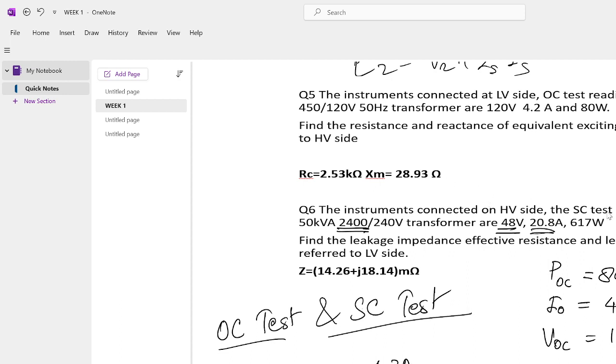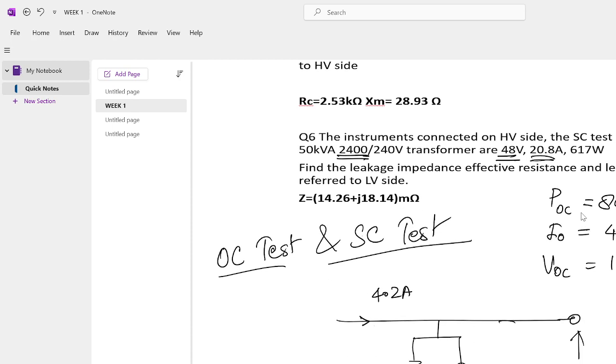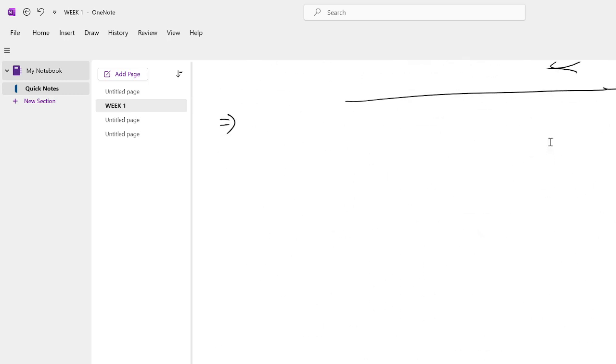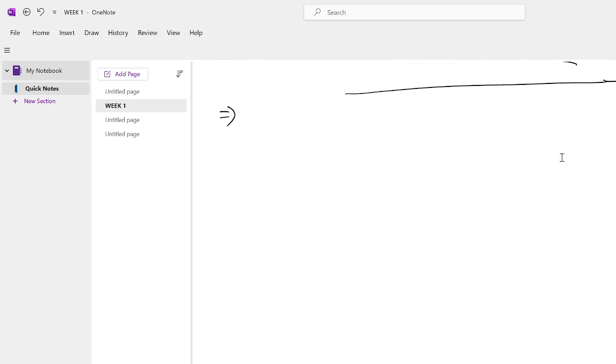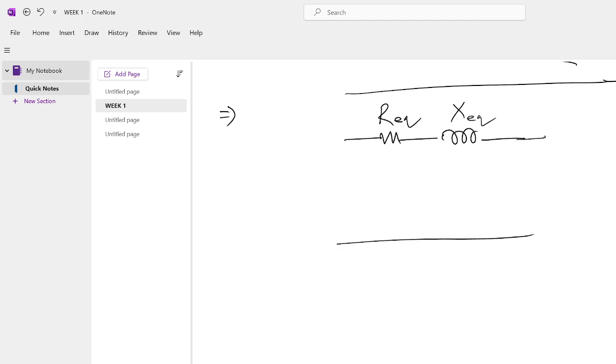Okay, so note down these values: 48 volt, 20.8 ampere, and 617 watt loss is happening. Since we cannot segregate which is primary side and which is secondary side, we club them together and write R equivalent and X equivalent. Here it is 48 volt, current is 20.8, and this is the short circuit.